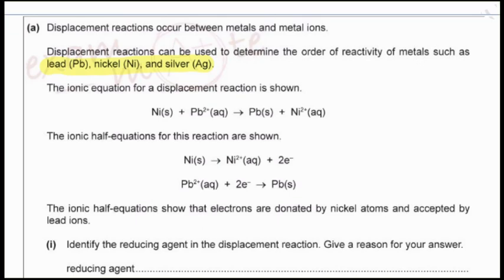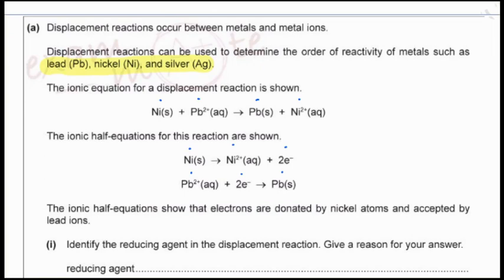So, this is saying that nickel as an atom plus lead as an ion makes lead as an atom and nickel as an ion. The ionic half equation for the reactions are shown here. So again, that's just backed up what we've said. Nickel is going to nickel as an ion, and it is giving out 2 electrons. And lead is going from an ion, it's gaining 2 electrons, and it is making lead as an atom.